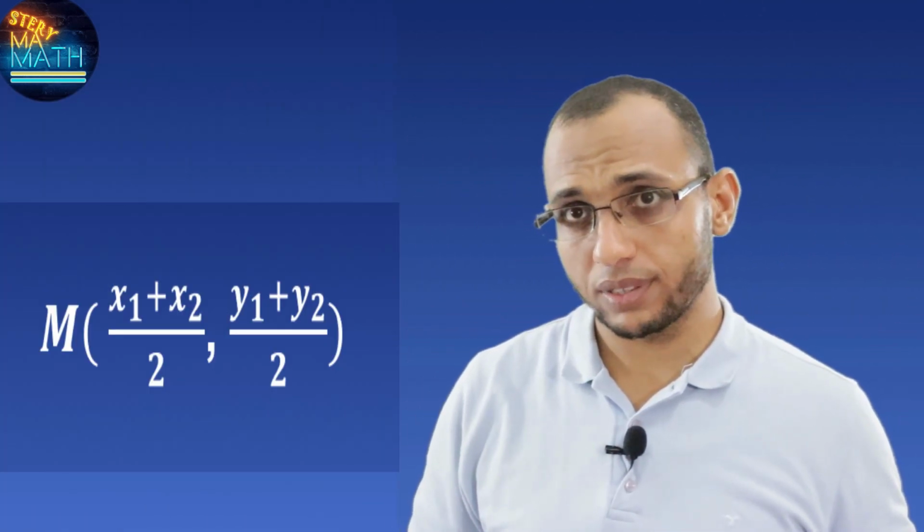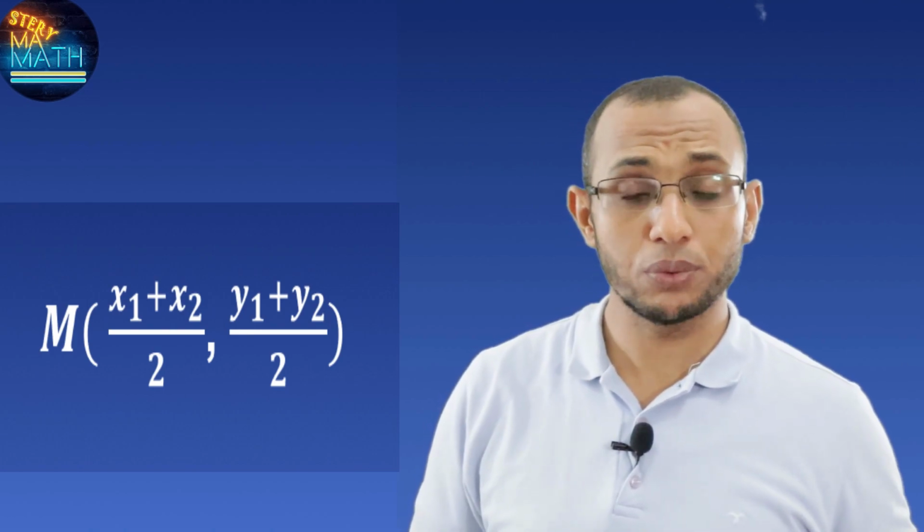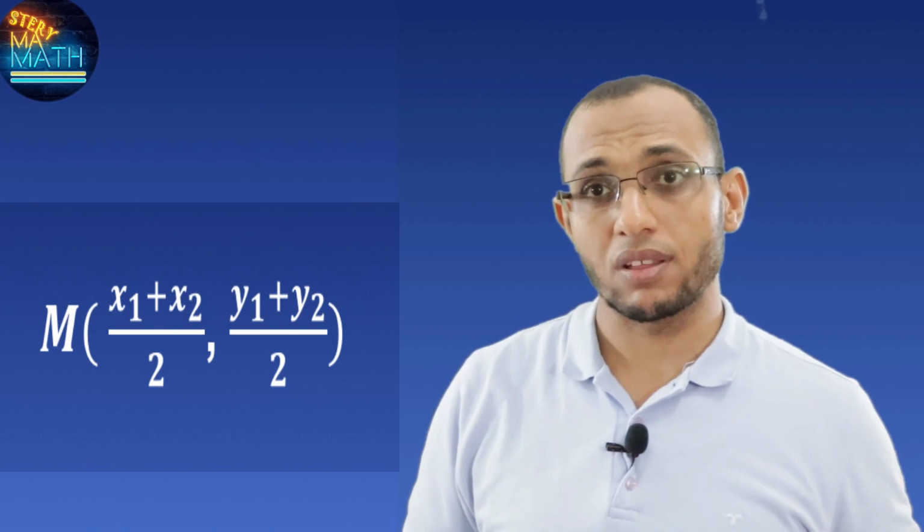It's the same way if we added the x-coordinates and then divided by 2, and then added the y-coordinates and then divided by 2. So in other words, if you want to get the midpoint between 2 points, you can simply get the average of these 2 points. Or you can follow the formula, which is m, the midpoint, is equal to (x1 plus x2) divided by 2, and (y1 plus y2) divided by 2. This is the formula of the midpoint between 2 points.